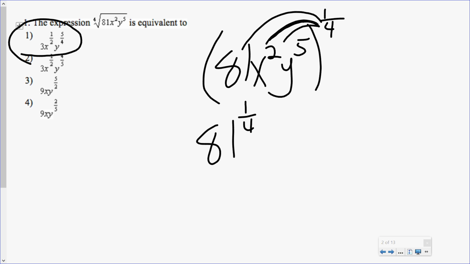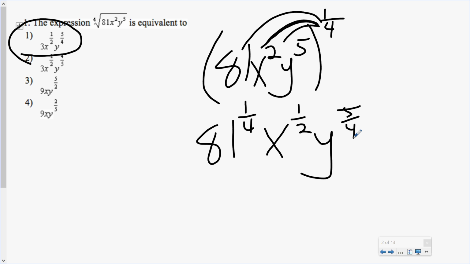Now when I'm raising a power to a power, I multiply the powers. 2 times 1/4 is 2/4 or 1/2. 5 times 1/4, 5 times 1 is 5, over 4 is 5 over 4. Negative exponents are fractions. Clean it up, MD. That MD is M for multiplication. There's no multiplication I need to do. D is for divide. There's no division I need to do.